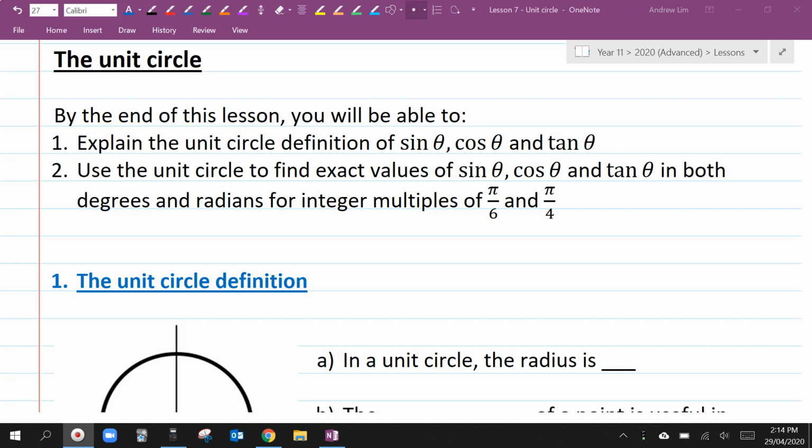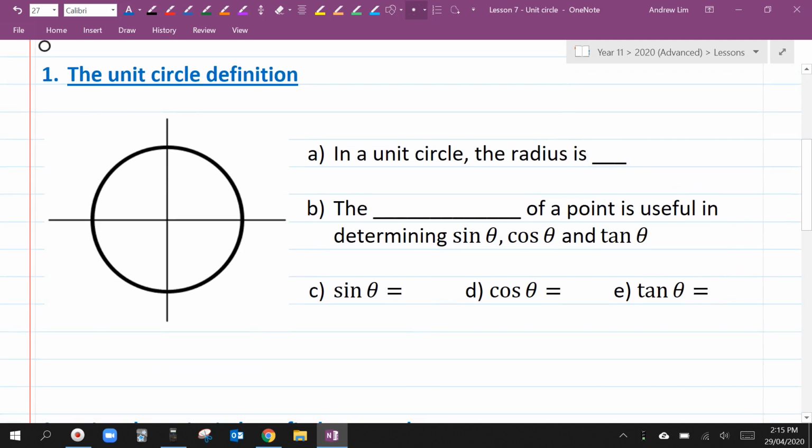In this video we are going to be looking at the unit circle. By the end of this lesson, you'll be able to do these two things: explain the unit circle definition of sine theta, cos theta, and tan theta, and use the unit circle to find exact values of them in both degrees and radians for integer multiples of pi on 6 and pi on 4. So let's have a look at the unit circle definition.